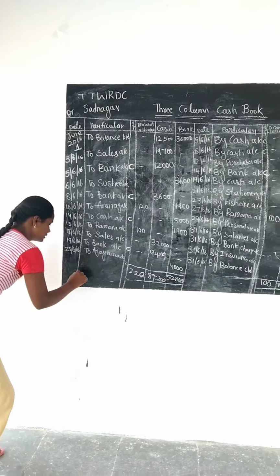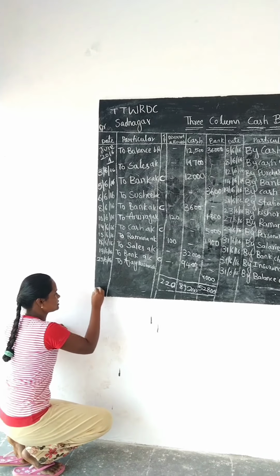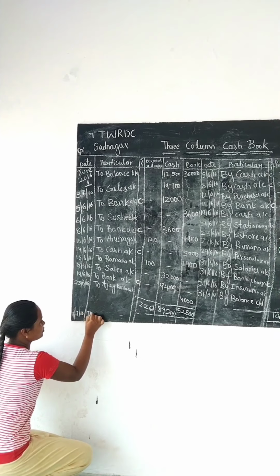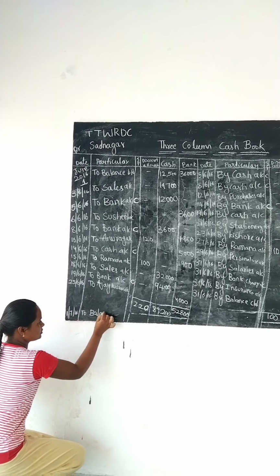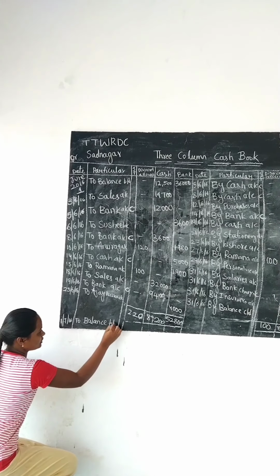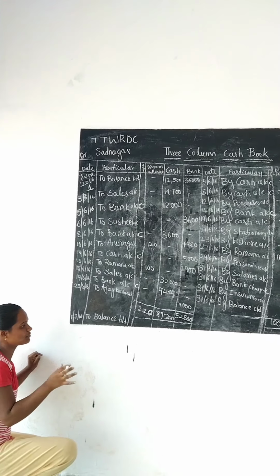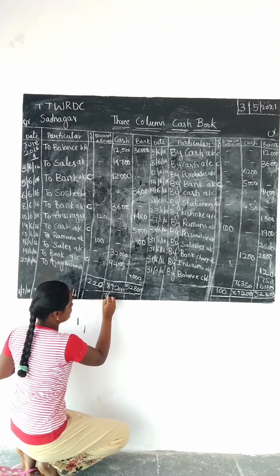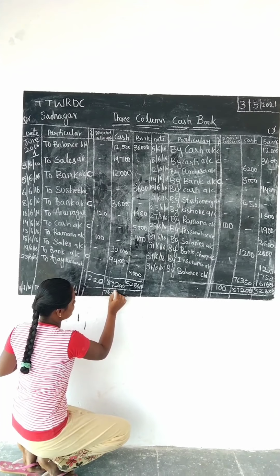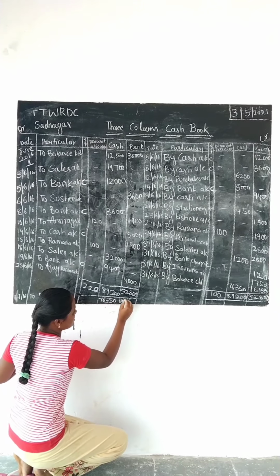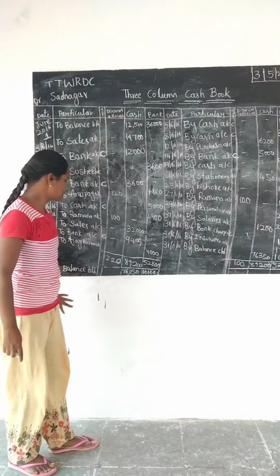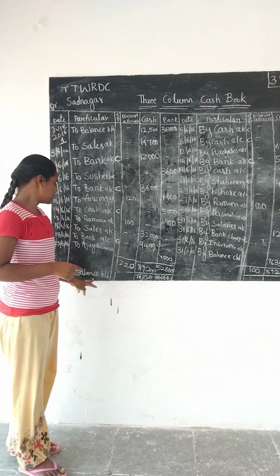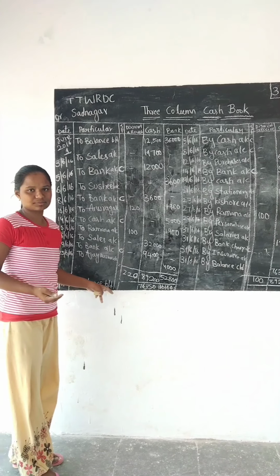Now we should write here on 1st July 2016 to balance brought down. Here this amount is used for next year. So here the balance is 76,350 and 16,160. This amount is used for next year. This is the next year opening balance.